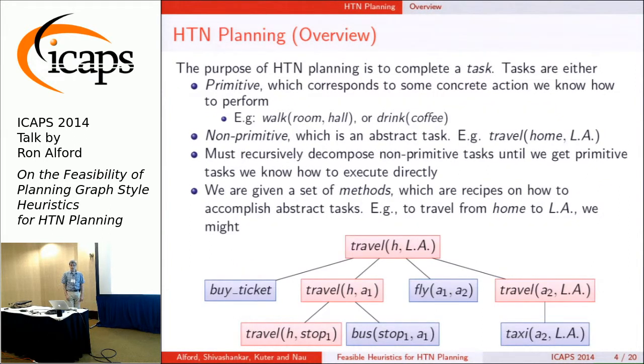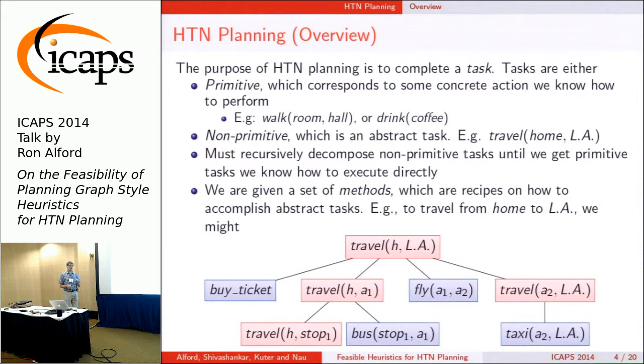So, more detail on HTN planning, since this is a theory talk, sorry. The purpose of HTN planning is to complete a task, where a task is either primitive, corresponding to something we know how to execute directly, such as walking between rooms or drinking coffee, or it's called non-primitive when it's an abstract task, like traveling between here and LA. This can be done many different ways. And we need to recursively decompose non-primitive tasks until we get a primitive task we know how to execute directly.